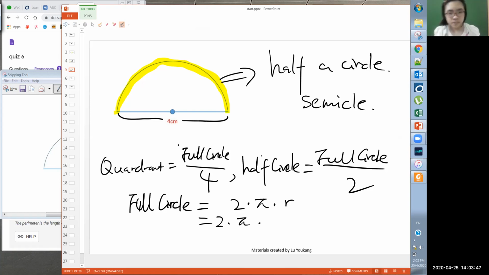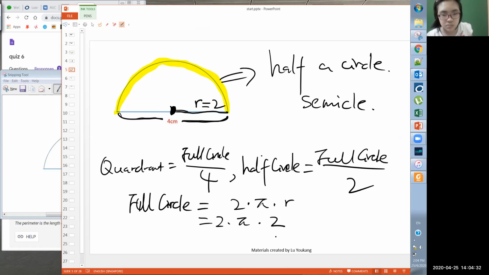So what's the definition of the radius? The center. Where's the center? The dot. So this is the center, then from the center of the circle to the perimeter. So this is the radius. So what's the radius here? This whole thing is 4 cm, so from the center to the edge is 2. So the radius is 2.